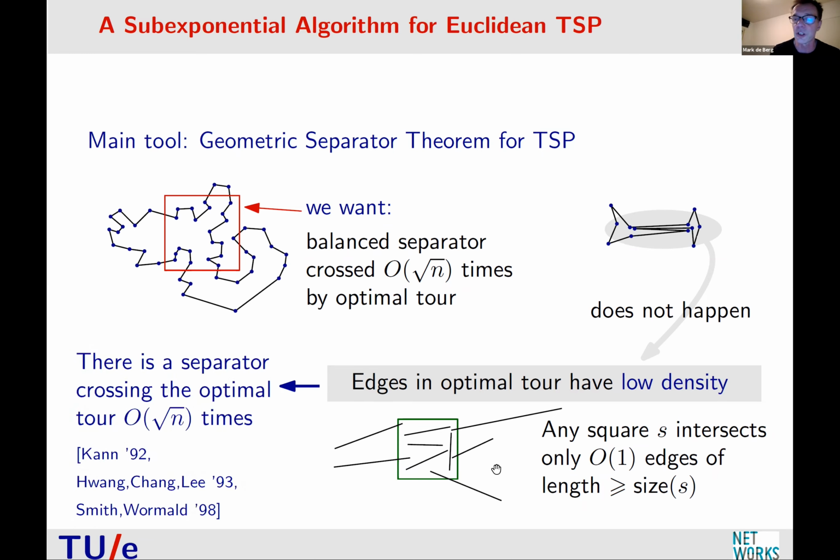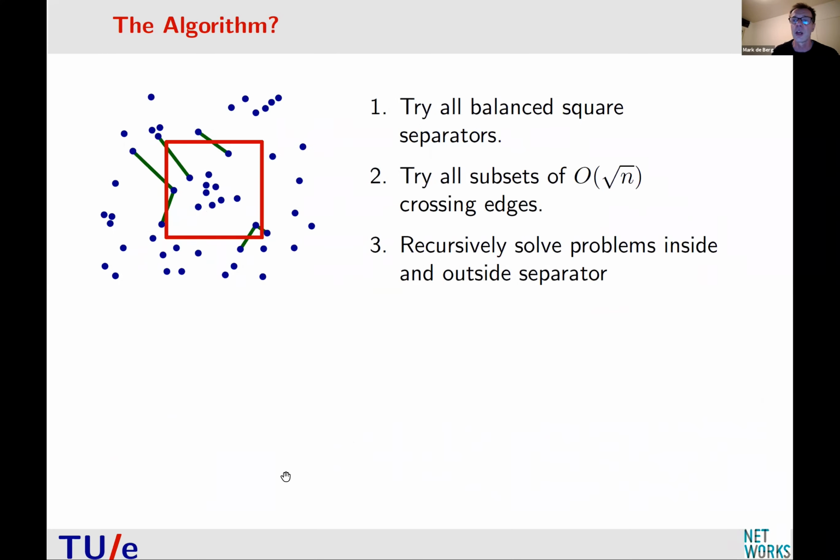Once you have a set of objects that has low density, then you can show that there's a good separator for it, right? And actually, original papers on Euclidean TSP, they already had such a separator. So here you see some of those papers. So suppose I have this separator, then what do I do?